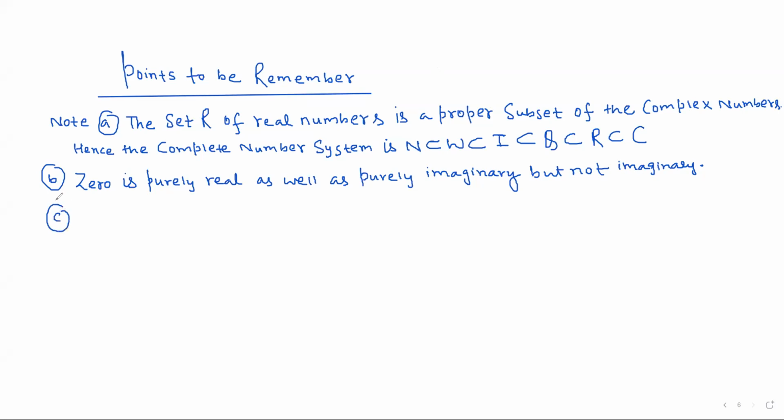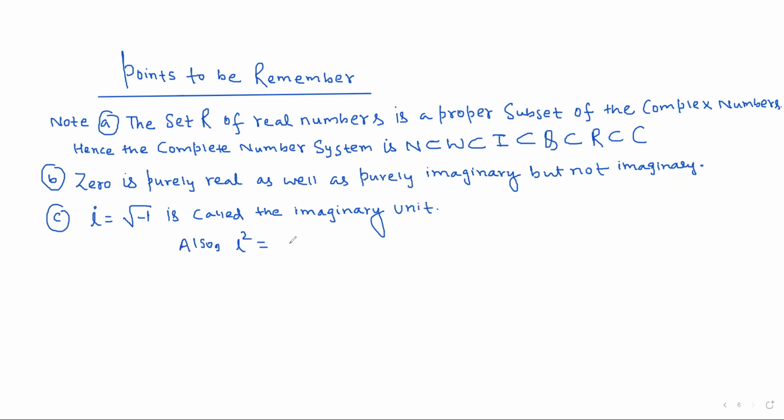Next, part C: iota is equal to under root of -1, and it is called the imaginary unit.